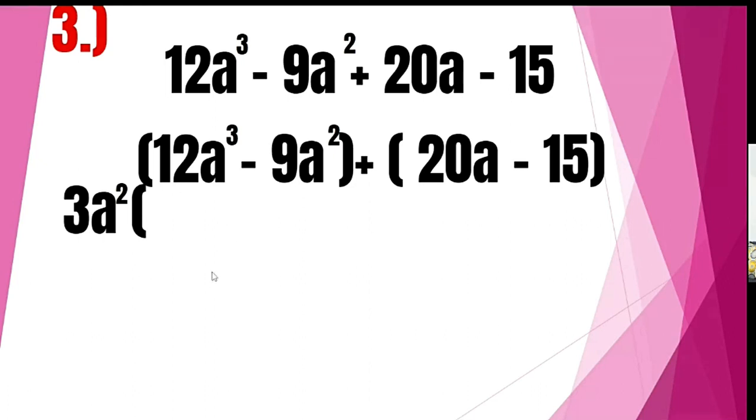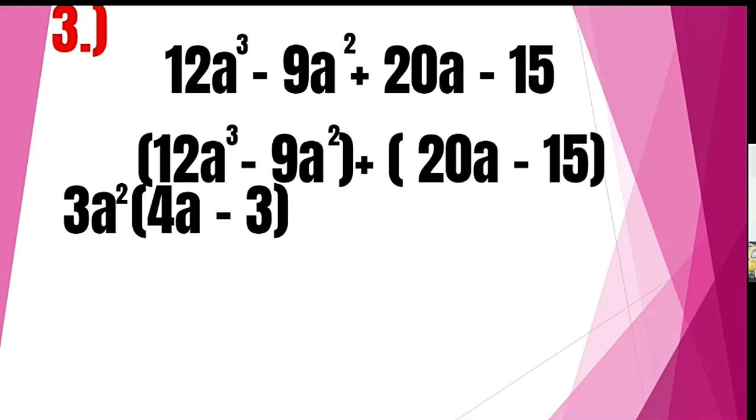After that, divide ulit yung kaninang pinakita ko sa inyo. So, 12 divided by 3, that is 4. Then, a cubed divided by a squared, copy the variable kasi parehas at magkaiba ng exponent. So, 3 minus 2, that is 1. That's why we only have 4a. Then, negative 9 divided by 3, 3, 6, 9. That's why we have 3 here. And then, for the variable, parehas ng variable, parehas ng exponent. Therefore, cancel na sila. That's why we have 3a squared times 4a minus 3 for these two terms.